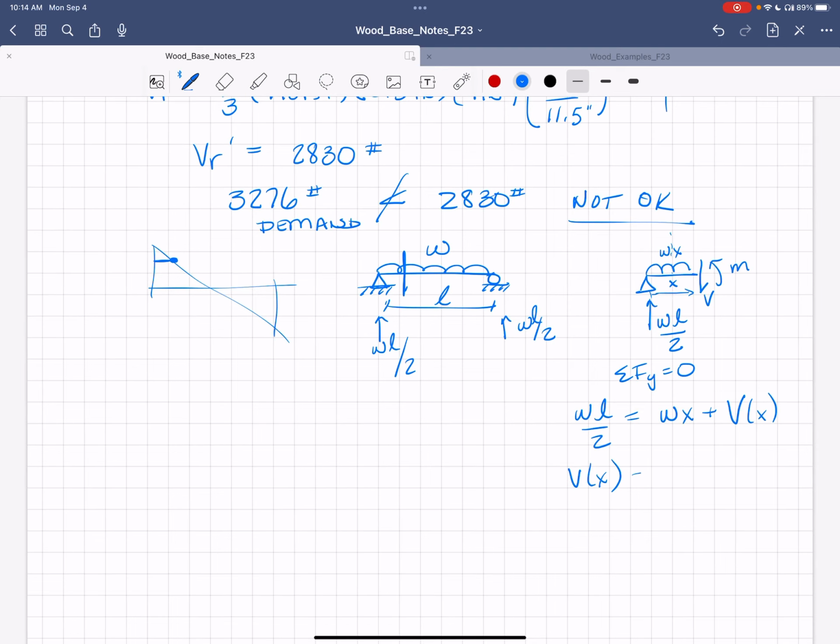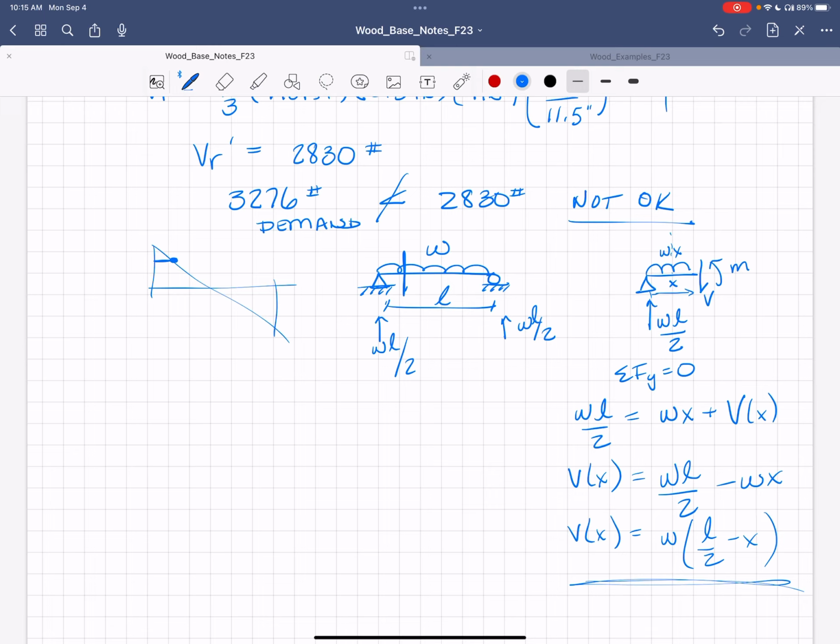Okay, so V of X equals WL over 2 minus WX, so V of X equals W times L over 2 minus X, which probably should look a little familiar. So this is the equation for shear at any point X along the beam with a uniform load. So you can figure out any of these formulas for these beams because you can do statics. If the load is on one side or the other, you just have to be careful, but once you find the reactions, you can split it wherever you need.